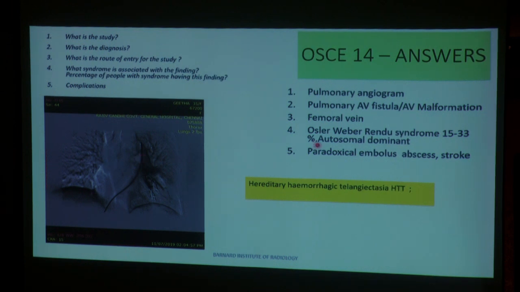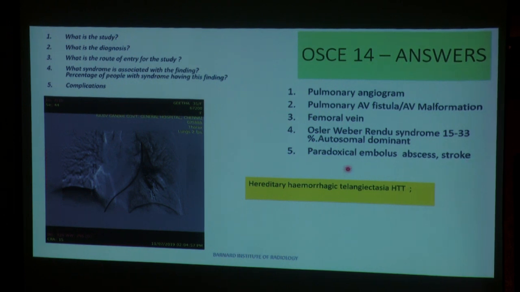And what is the syndrome associated? This is the Osler-Weber-Rendu syndrome, or hereditary hemorrhagic telangiectasia. And 15 to 33% of people with Rendu-Osler can have a pulmonary AV malformation, and it is inherited in an autosomal dominant fashion. So what are the complications of this finding? You can have a paradoxical embolus which will lead to abscess and stroke formation.